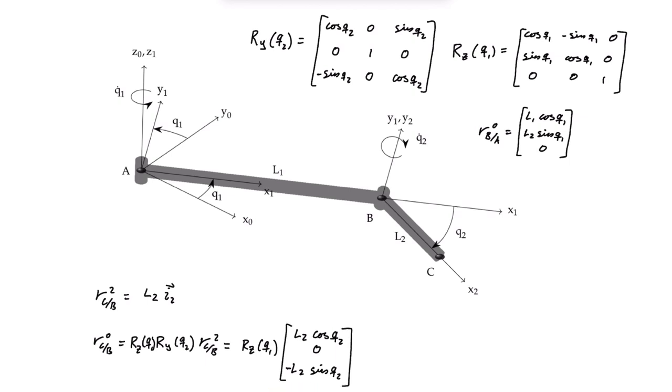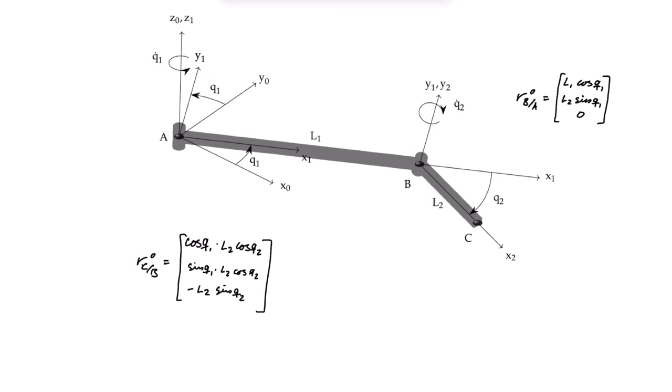So by multiplying this vector by this one, we get cos Q1 multiplied by L2 cos Q2. That's the first one. Second one is sine Q1 multiplied by L2 and cos Q2. And the last one is on this side multiplied by this one, so it's minus L2 multiplied by sine Q2. So this is the vector RCB.